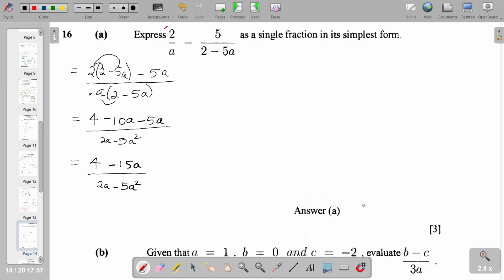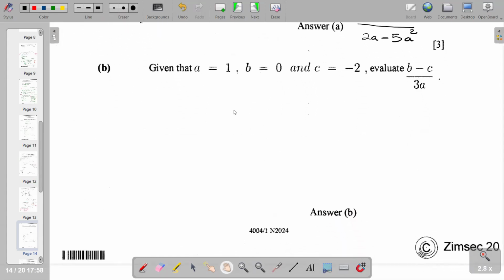So eventually our final answer here is 4 minus 15a divided by 2a minus 5a squared. And as I said, take note of the denominator, you can factor out the a, so you can leave the denominator as a, 2 minus 5a. Then we go to the next question.